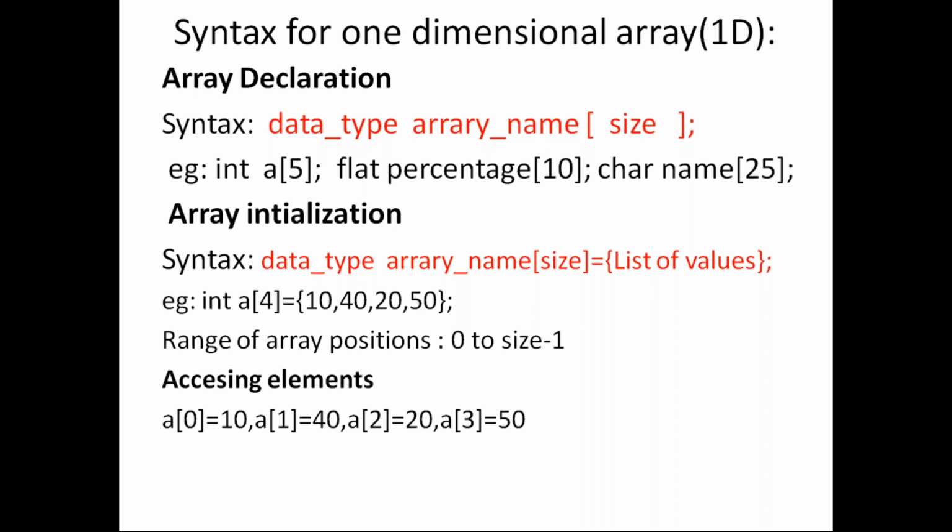The size of the array is also called the index. A simple example of the declaration of an array is int a[5]. That means the array name is a, and it consists of 5 elements inside that array list. Like that, we can declare float, character arrays and so on. Then array initialization is one of the most important things.